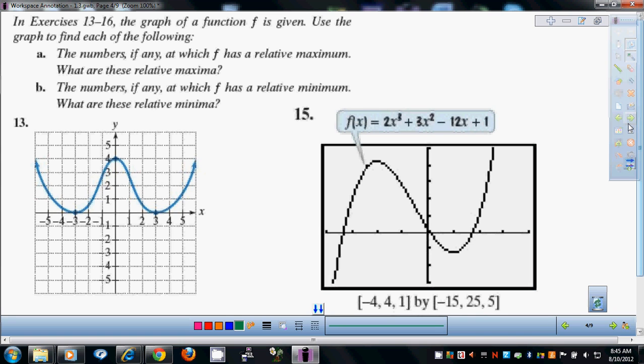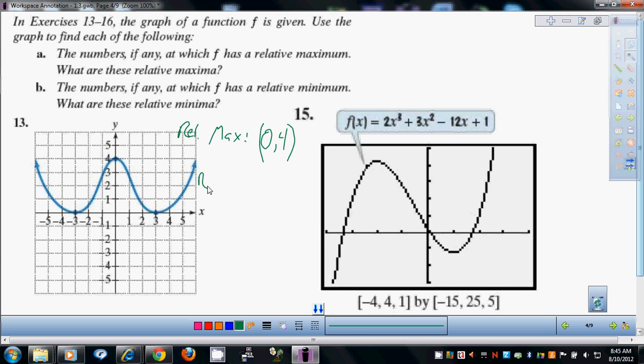So, part A, the numbers, if any, at which f has a relative maximum. What are these relative maxima, which is apparently the plural for maximum? Who can tell me what you think a relative maximum will be for number 13? You can give it to me as a whole coordinate. Very good. There is a relative max. It's actually important you put relative, and I'll explain that in a minute, at 0, 4. Now, this is not an interval. This is a point. You're asking for points now.